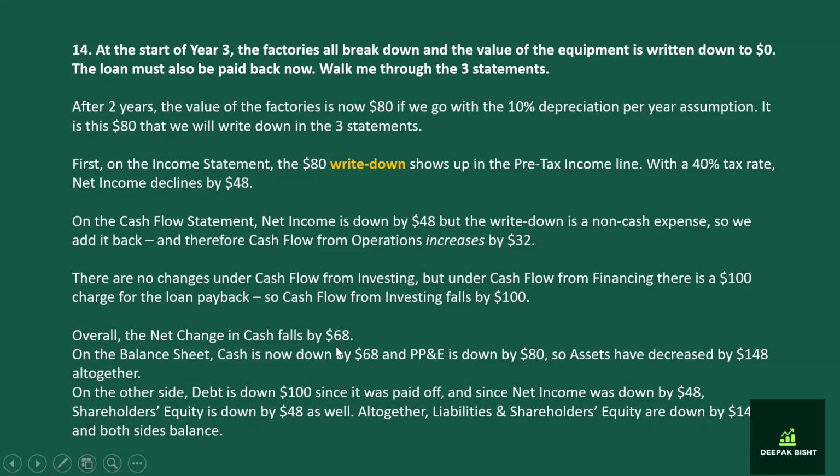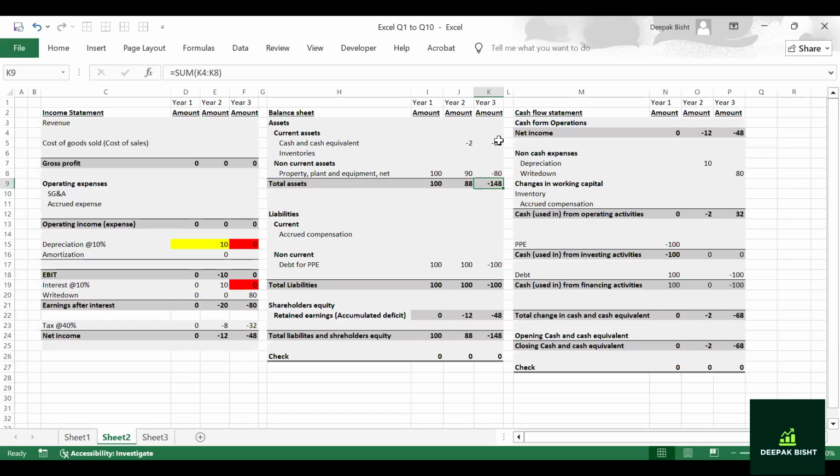Overall, net change in cash falls by 68. On the balance sheet, cash is now down by 68 and PPE is down by 80, so assets have decreased by 148 altogether. On the liabilities side, $100 of liabilities are written down, and the shareholders' equity, which was linked from here, falls by 148. Now the balance sheet is balanced.